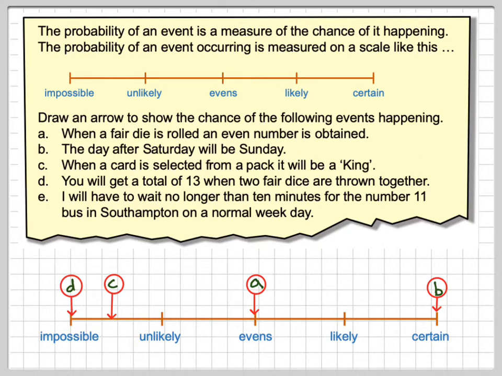E: I will have to wait no longer than 10 minutes for the number 11 bus in Southampton on a normal weekday. Well, in normal circumstances, the number 11 bus is supposed to come every 7 minutes. So it is very likely that you will have to wait no longer than 10 minutes. So this will be somewhere up here. All right, so you can put events on a probability scale.